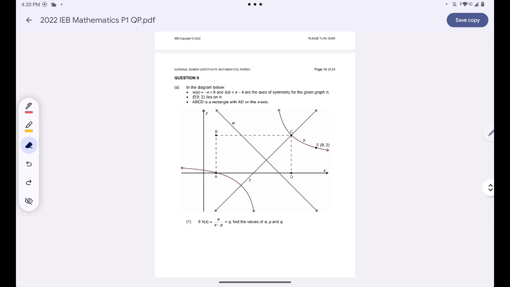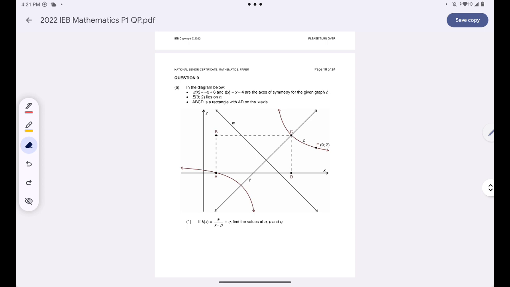In the diagram below, we have the equation of a line w of x and t of x, and these two lines are the axes of symmetry of the given graph of h. E is a point that lies on h, and ABCD is a rectangle with AD on the x-axis.